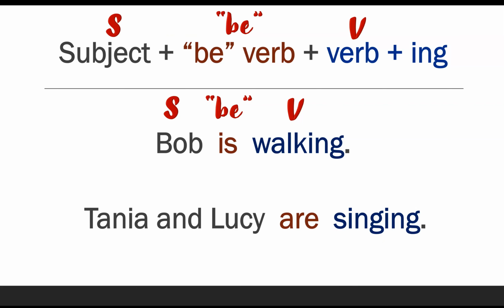Okay, then we have another example. Tanya and Lucy are singing. Okay, how many people in the subject? Right, there's two people, Tanya and Lucy. So it's okay to have one or two or many people in the subject. Then the verb is are. We change it to the present. And singing is the activity.